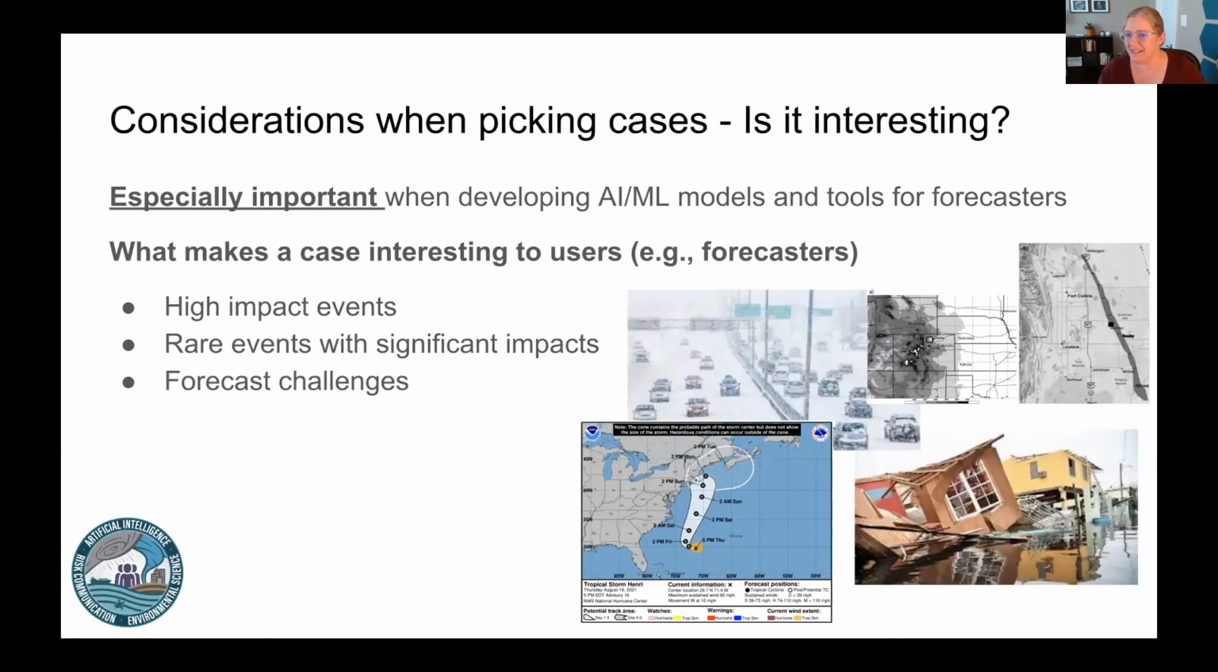Your high impact events like big flooding or hurricanes that have a lot of storm surge and a lot of destruction. Those types of cases, of course, it's really, really important to get the forecast right. So they're going to be really interested in seeing how your model can help them with those high impact cases. Rare events with significant impacts.